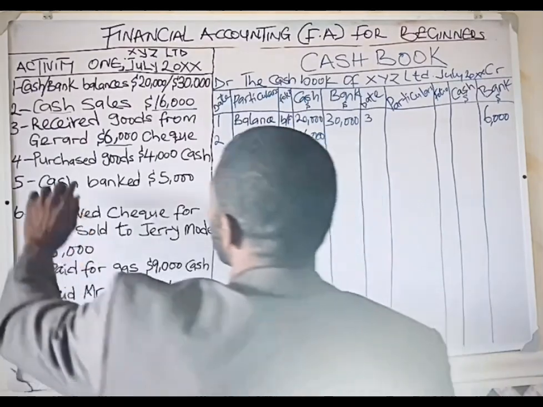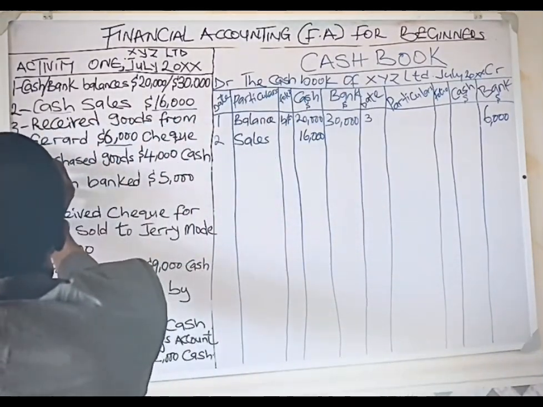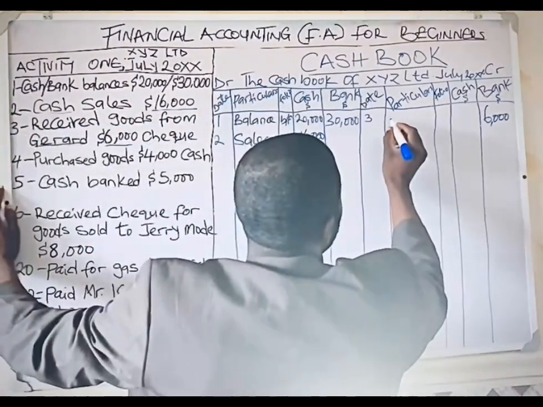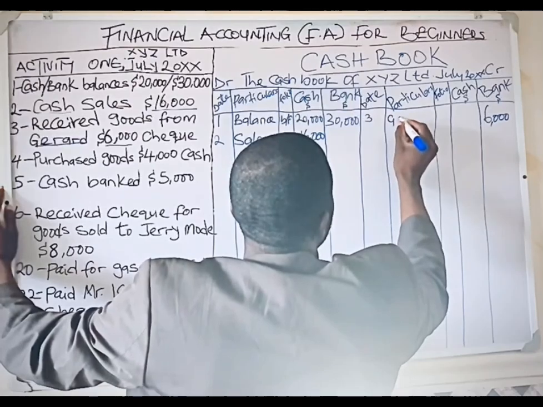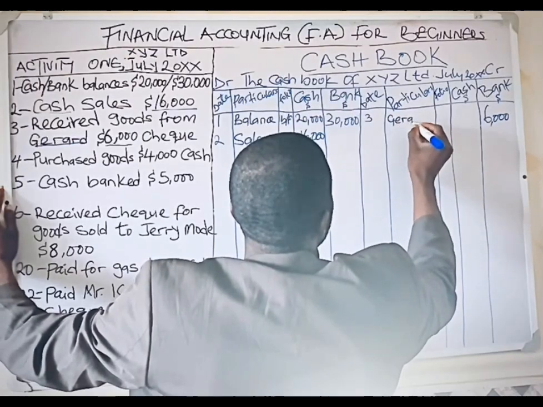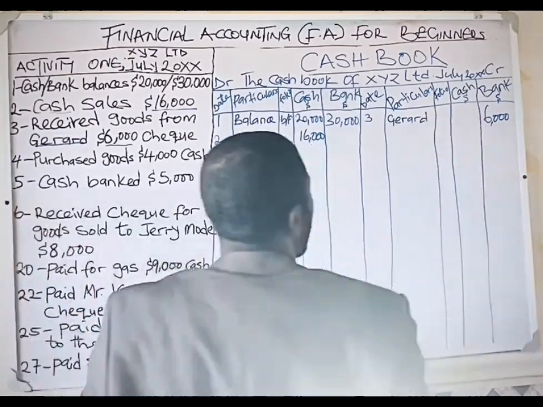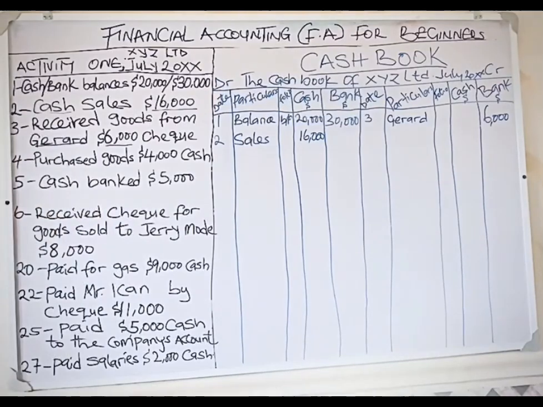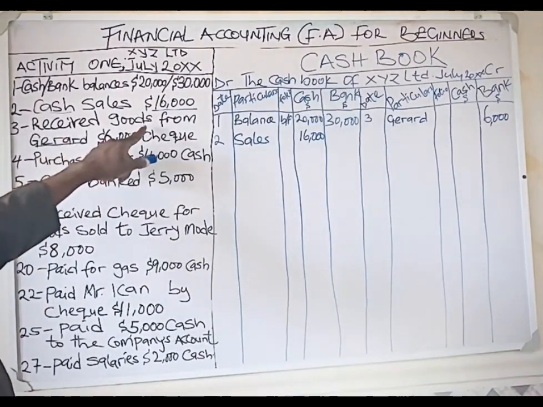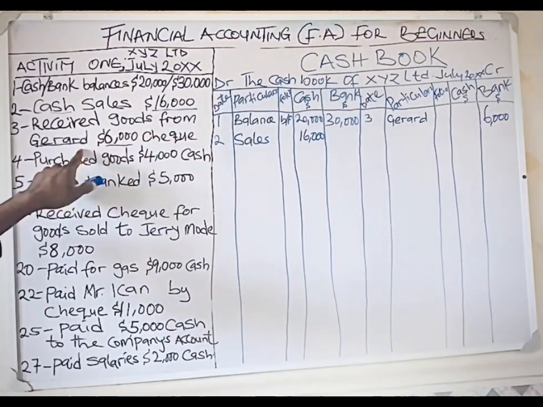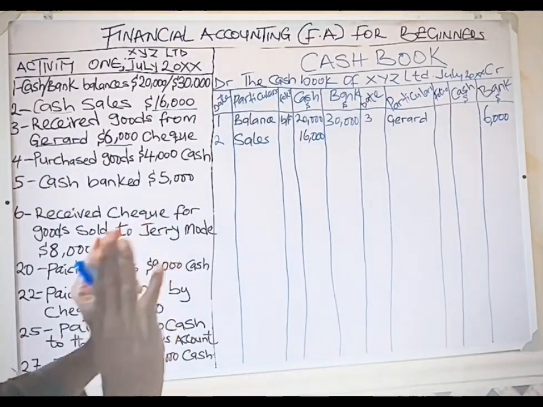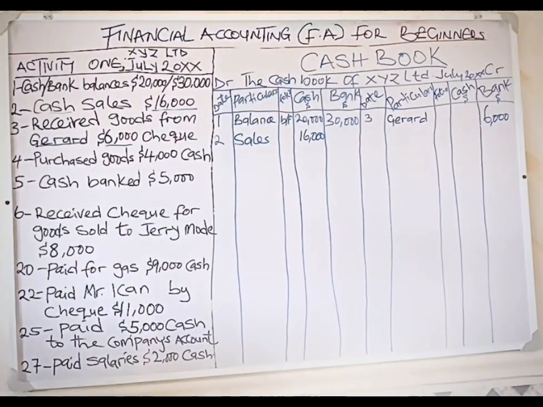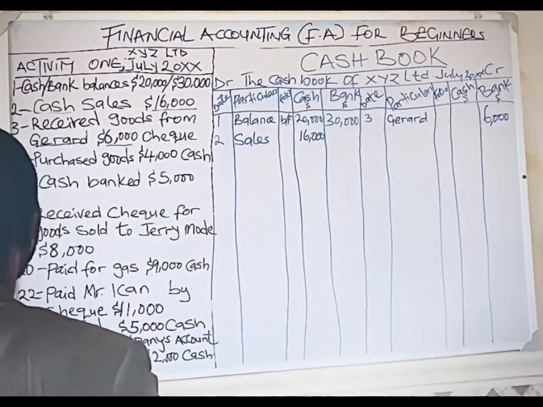to Mr. Gerard. That is that. Simple as that. We receive goods and pay Mr. Gerard $6,000 by check. That is bank column. Very simple as that. Then the 4th transaction is purchase.